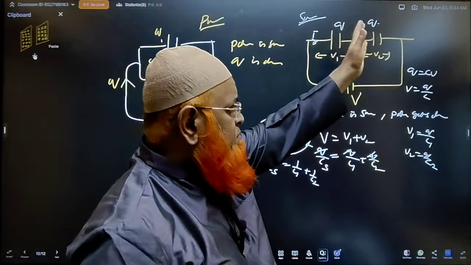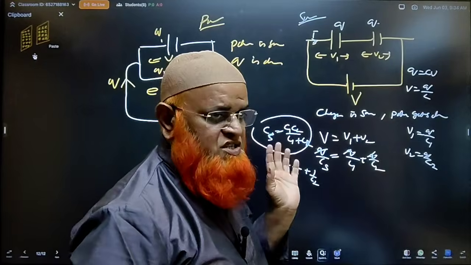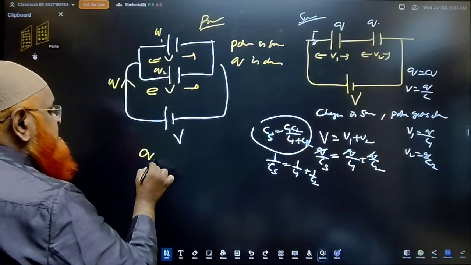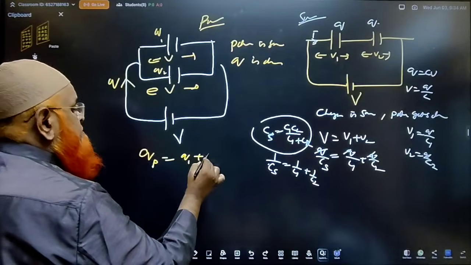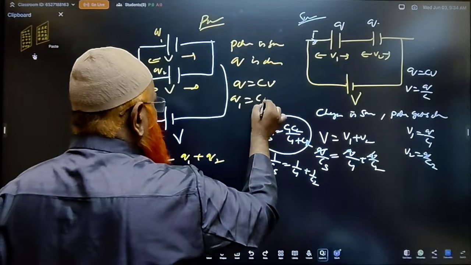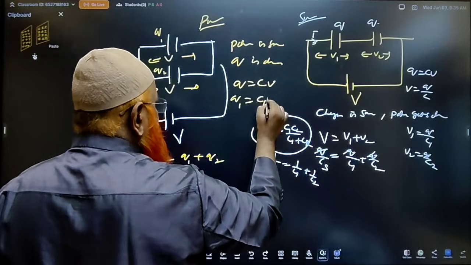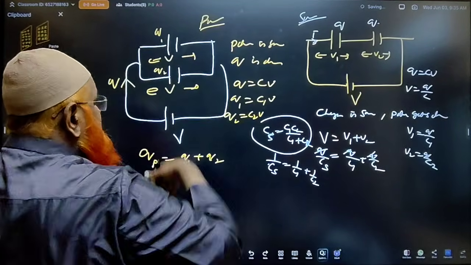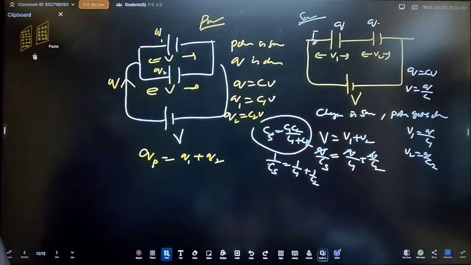Here charge is same, potential is divided, so we add the potentials. Here potential is same, charge is divided, so we divide the charge in the case of parallel connection, which is Q1 plus Q2. You know Q is equal to CV, so Q1 is equal to C1V. Similarly Q2 is equal to C2V, because V is same in parallel connection.